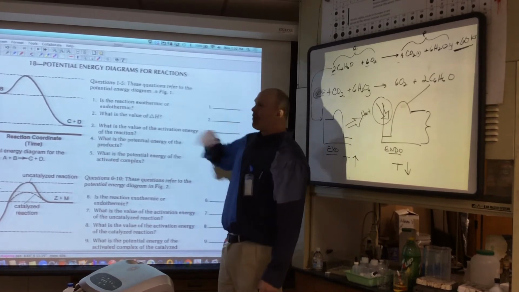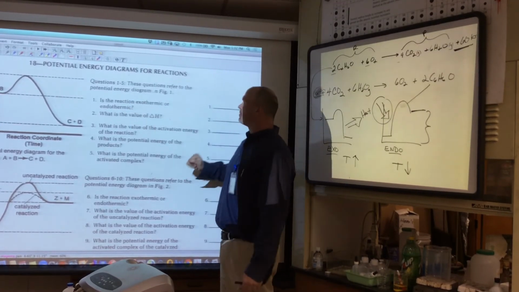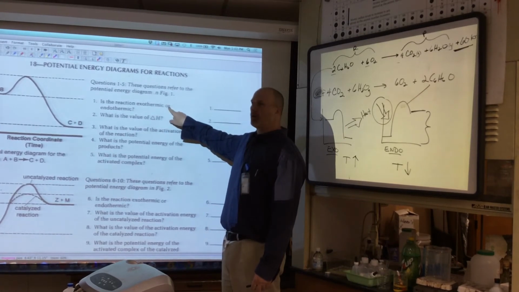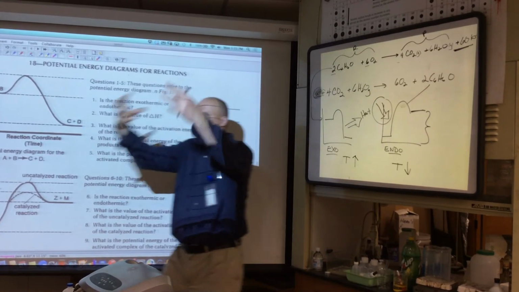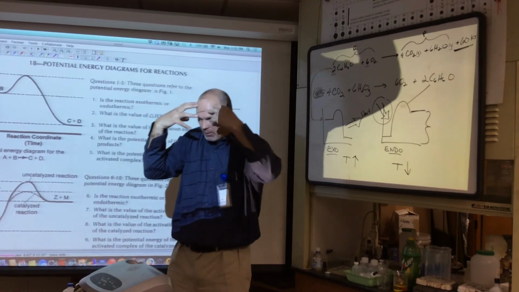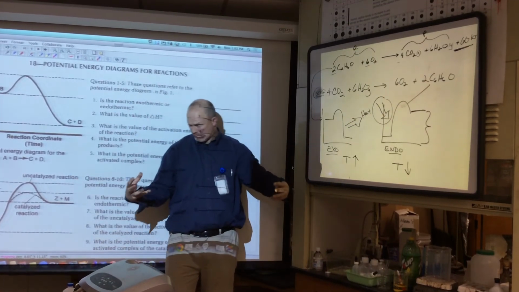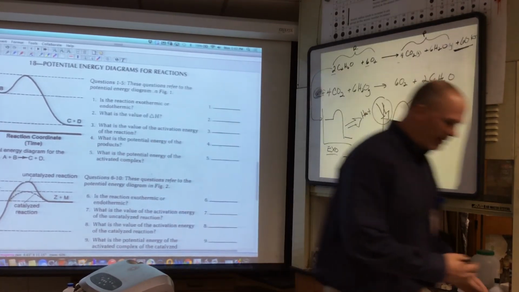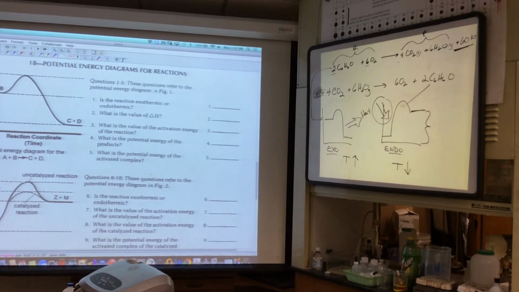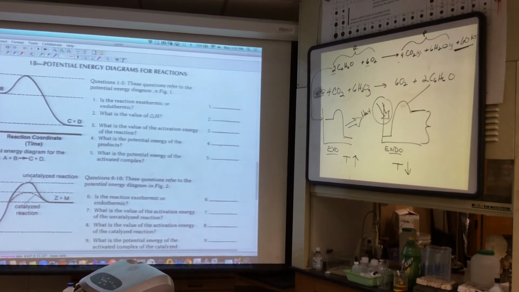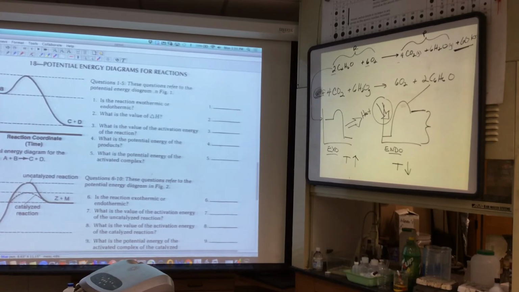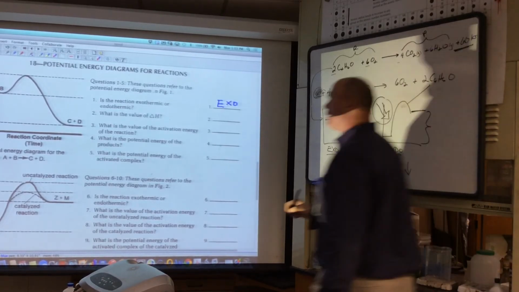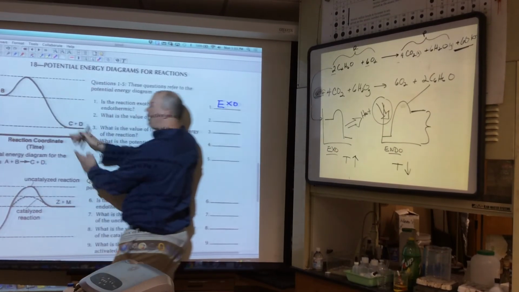Okay. Now we have numbers. Is this reaction exo or endo? Don't yell it out. Telepathically tell me. Okay, you should be ready. You are right. So clearly it's exothermic. Why is it exo? It's going down. You start with this much energy, you got lower because you released it.